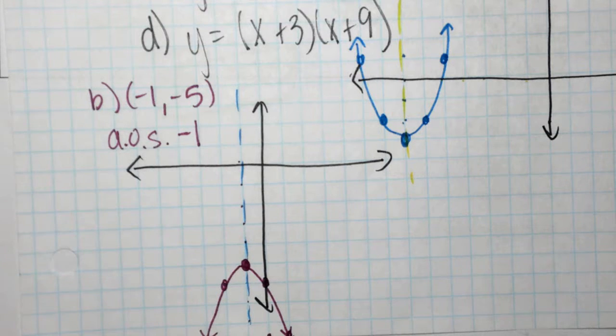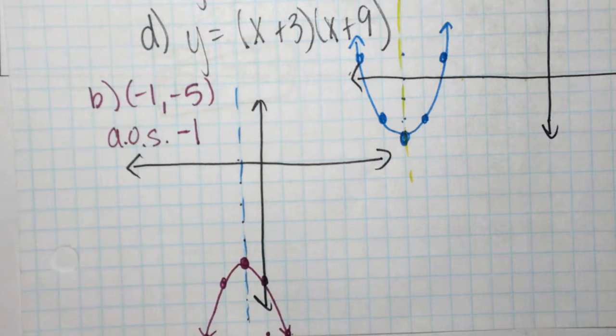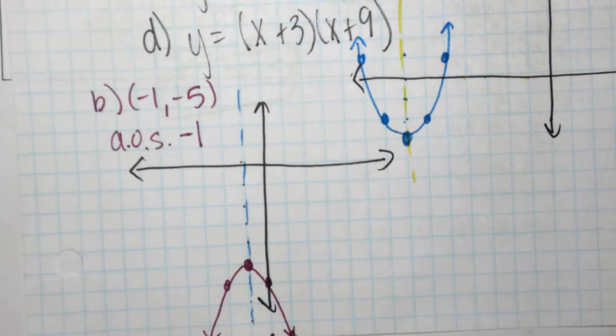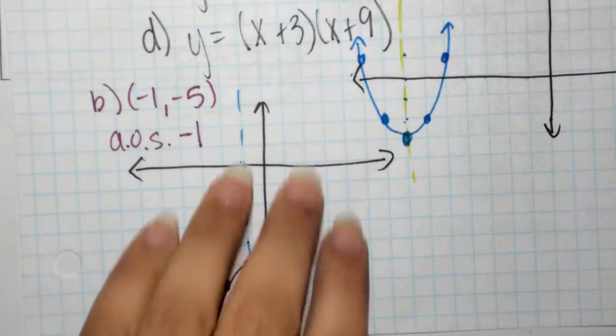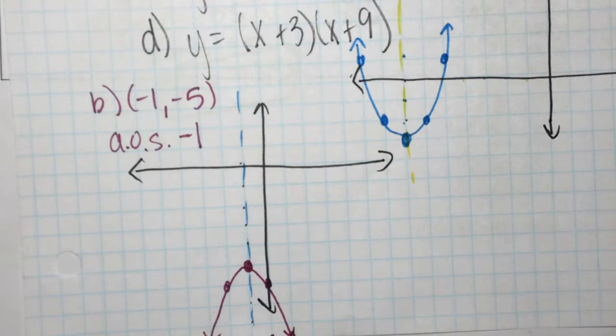Those of us who didn't get it right, what did we mess up on? The negative. The negative on the outside or the negative 1? The negative 1. Did anybody mess up on the negative on the outside? No? Okay, good.